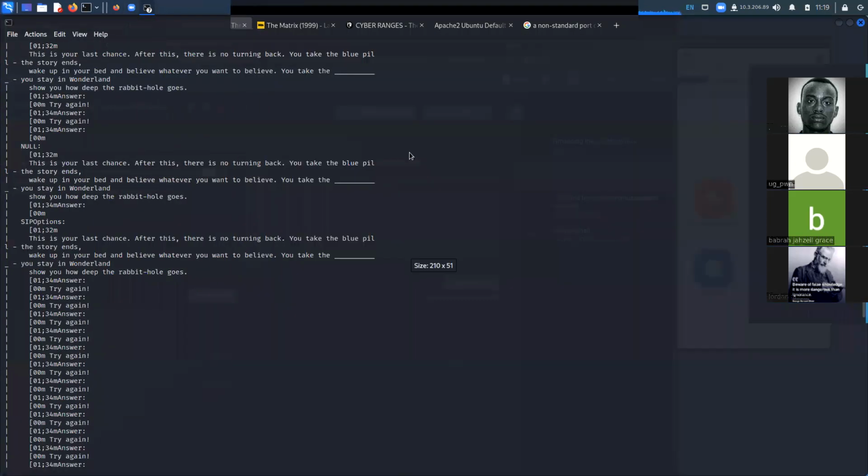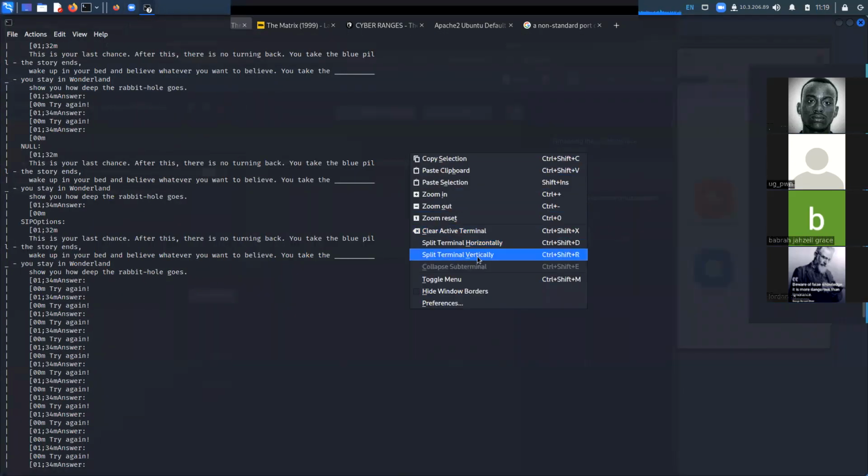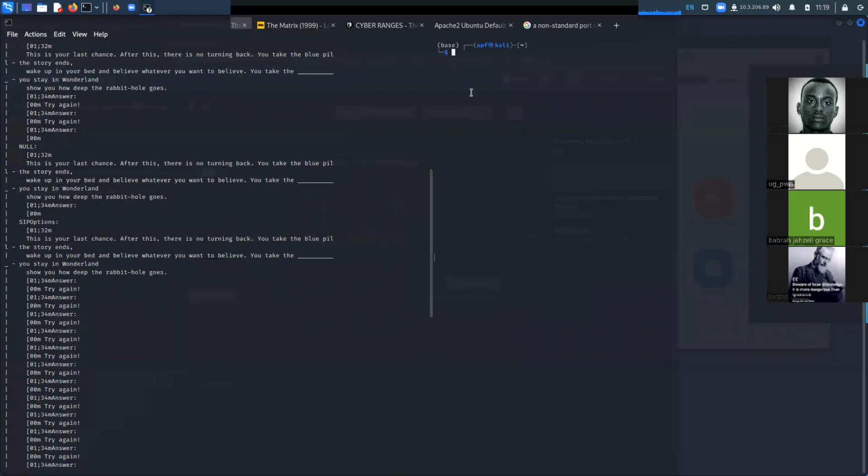So I have my terminal here. What I will do is split this terminal vertically so that I can use this side also. So I will cd to my cyber directory. Don't mind this one, demo w3. Okay, so I'm in the folder that I wanted.